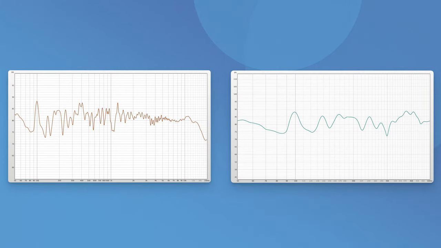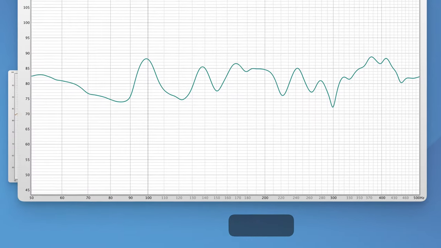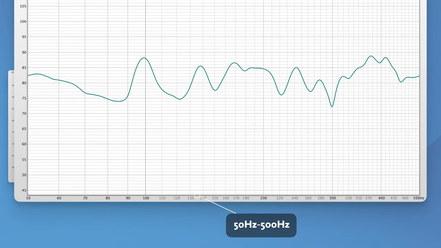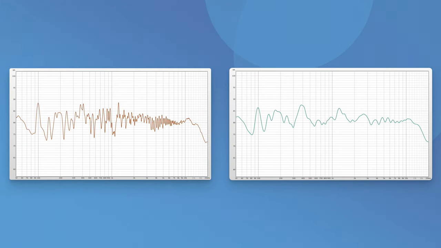This means that the peaks and dips in the left graph will look much more drastic than the ones in the right graph. What's more, the x-axis in these two graphs are not the same. The frequency range the left graph is showing is 50 to 20 kHz, whereas the right graph is 50 to 500 Hz. So you're looking at just a portion of the frequency response here. This is the second example of a misleading comparison.